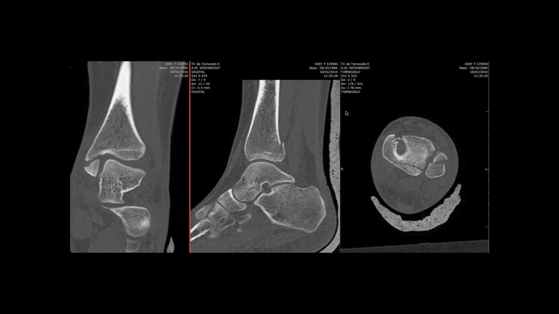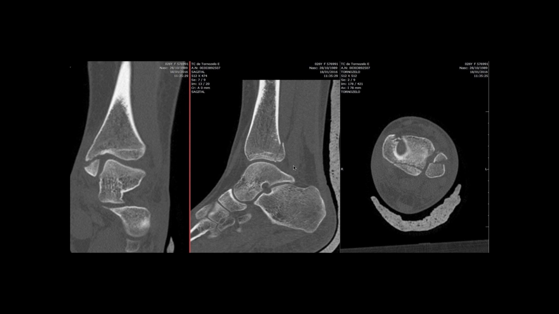Okay, Ashu. So a 26-year-old female had an ankle sprain. We can see fractures of the posterior malleolus here and also the lateral malleolus. And medial here, right? Okay, this is the primary posterior malleolar fracture.